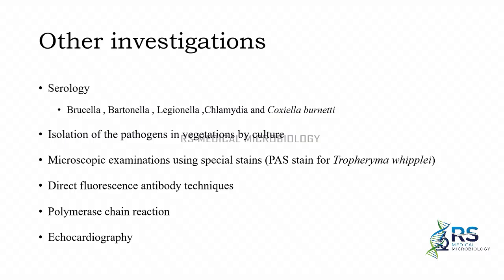For add-on investigations, you can do serology for Brucella, Bartonella, Legionella, Chlamydia, and Coxiella. And if possible, if the vegetations are isolated and taken out and sent as a sample, then you can look for the pathogens there. You can also do some special stains like PAS for Treponema. Then you have the direct fluorescent antibody techniques, polymerase chain reaction, and echocardiography.